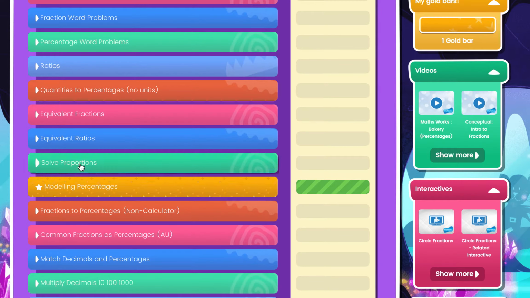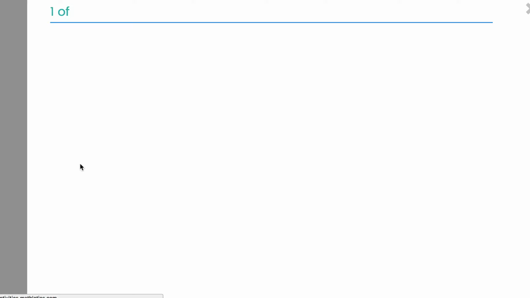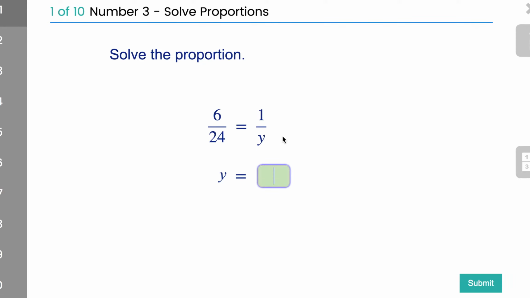In the solve proportions activity, the best way to think about it is as the equivalent fractions activity. That's all it is. So for equivalent fractions, you have to try and find out what the missing part of the equivalent fraction is by looking to see what has happened to either the top number or the bottom number. In this case, we're looking at the top number first.